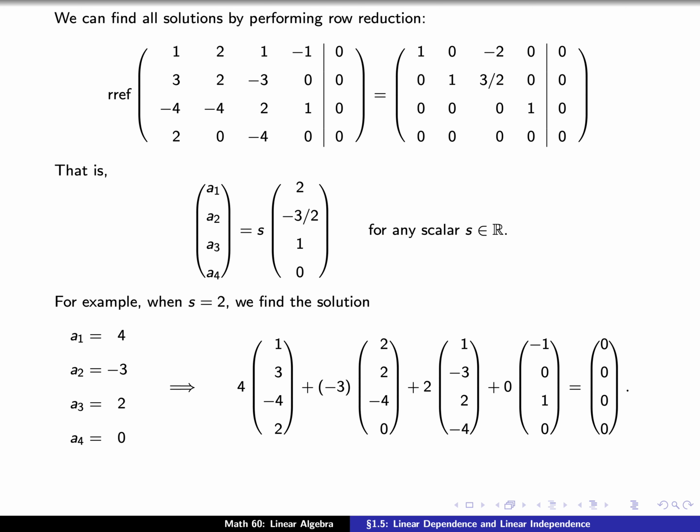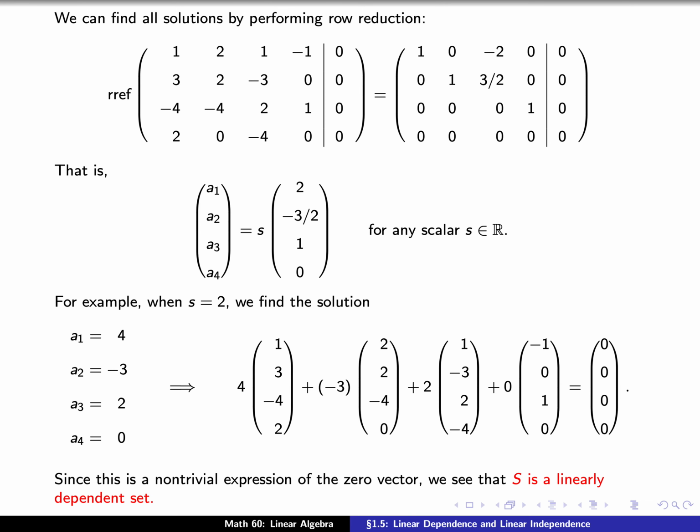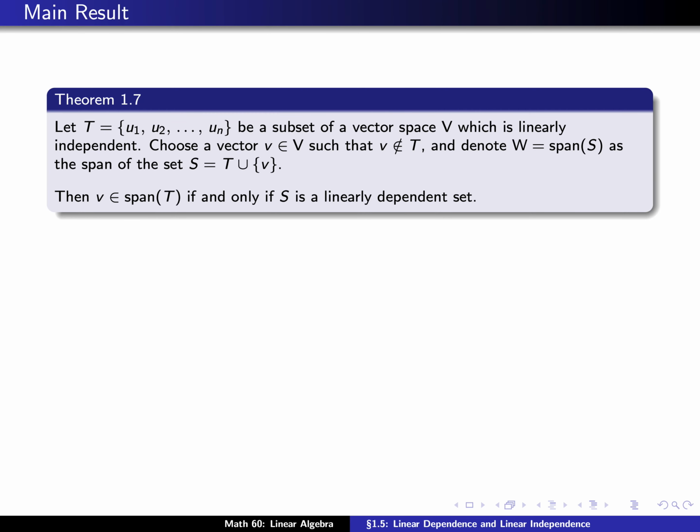Moving back to the reason why we were looking for this solution here, we see now that we have a non-trivial expression of the 0 vector. This actually gives us the proof that the set S is a linearly dependent set. It is not linearly independent. More generally, how might we determine that a set S is a linearly dependent set?